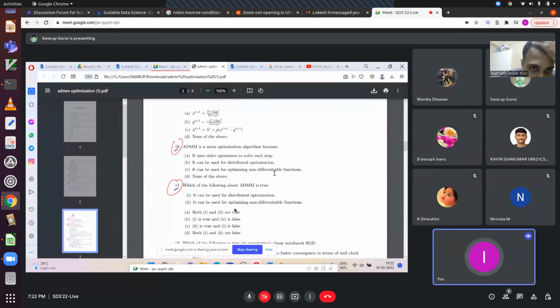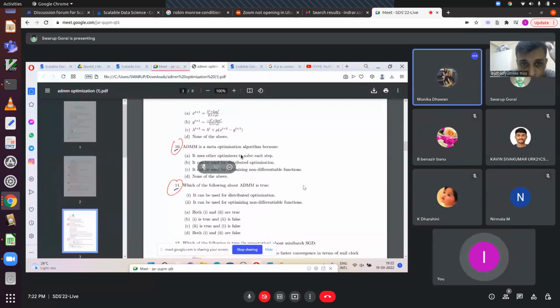I'm not sure if this one has been covered in the lecture, but it's a meta optimization because it uses other optimizers to solve each step. It can be used for distributed optimization. So it can be used for optimizing non-differentiable functions. So B is definitely correct, right? We have been learning ADMM because it's a distributed optimization technique. I don't know what the definition of meta was for this course, but we know that B is correct because of ADMM.